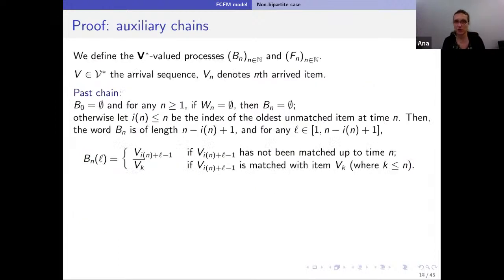Okay, so now we are going to define two auxiliary chains, the chain B and F, that I will call a past or backward chain and a forward or future chain. First, the past chain is defined as follows. We start with the empty word, and then if at any time n the Q is empty, then we fix that this past chain is also empty.